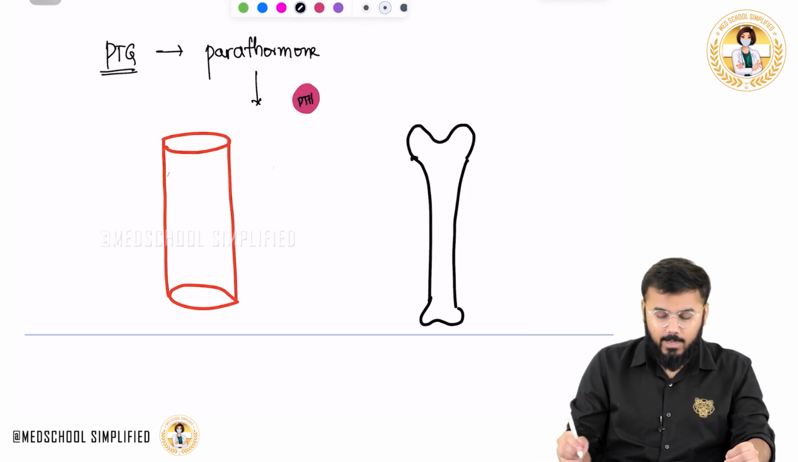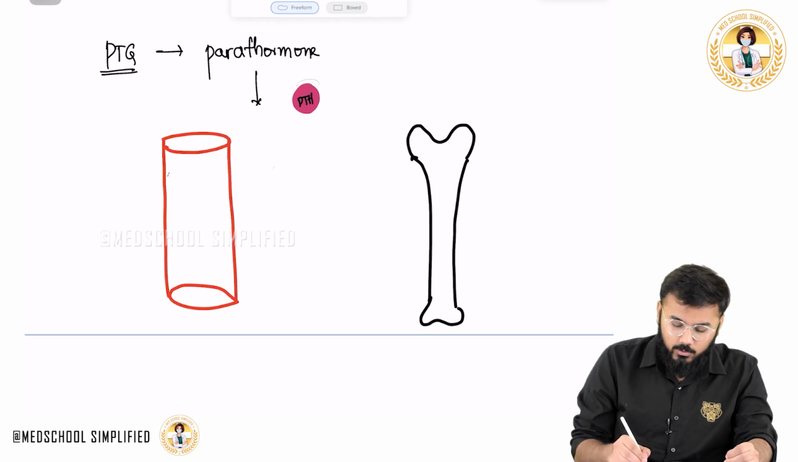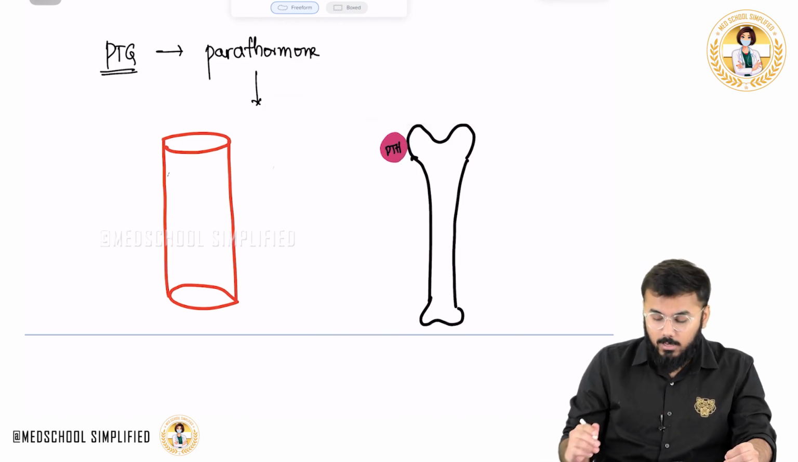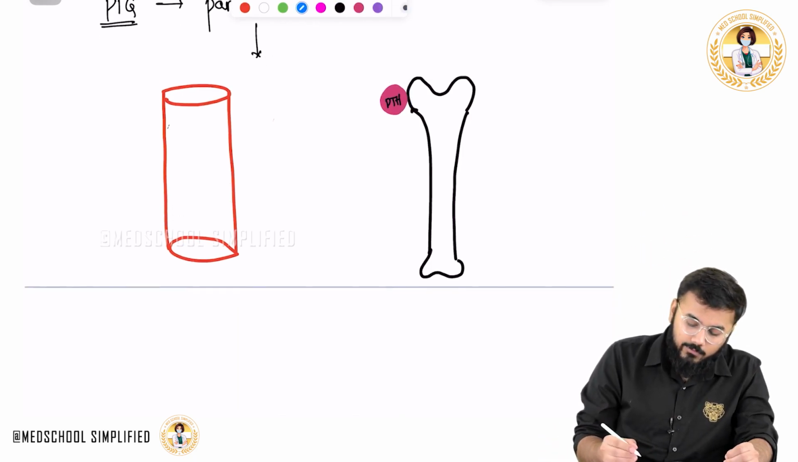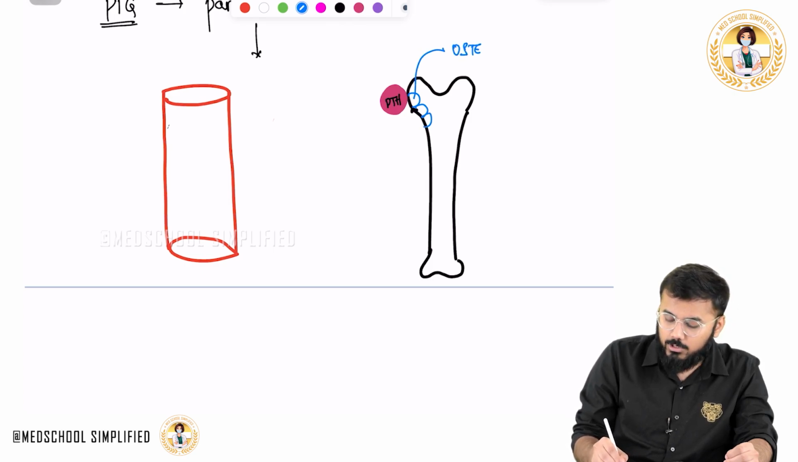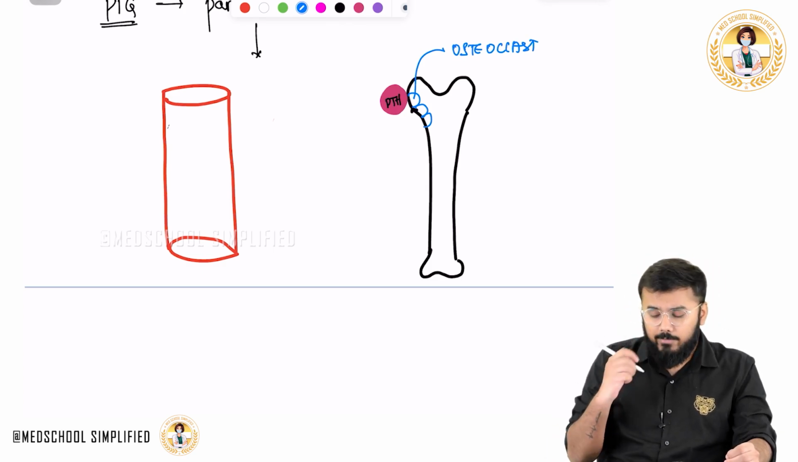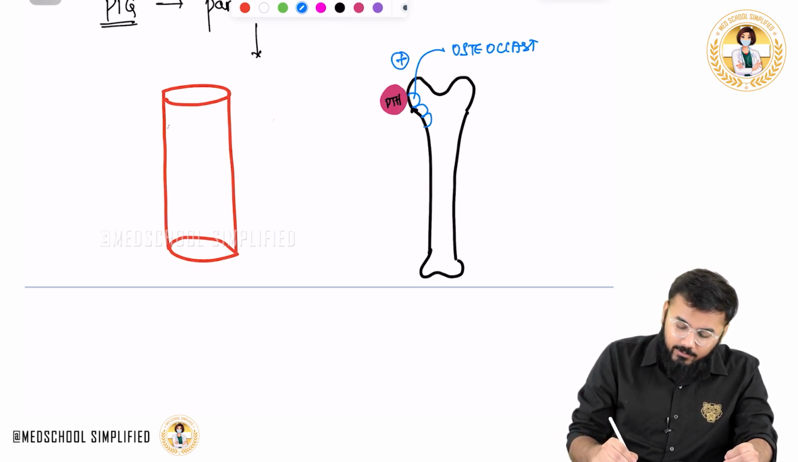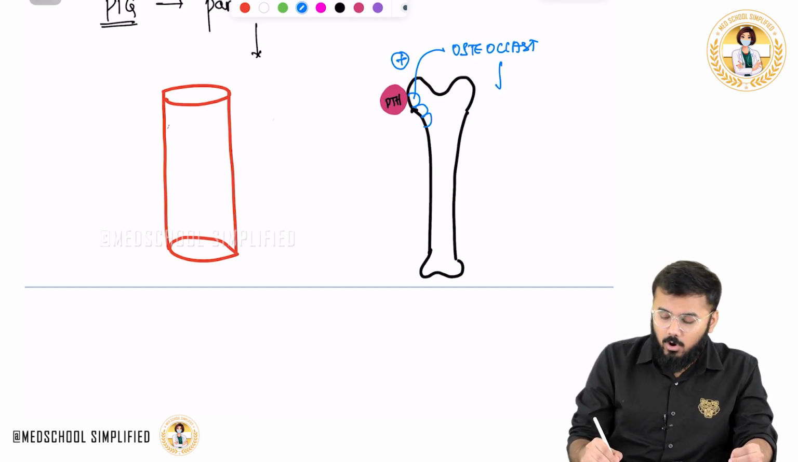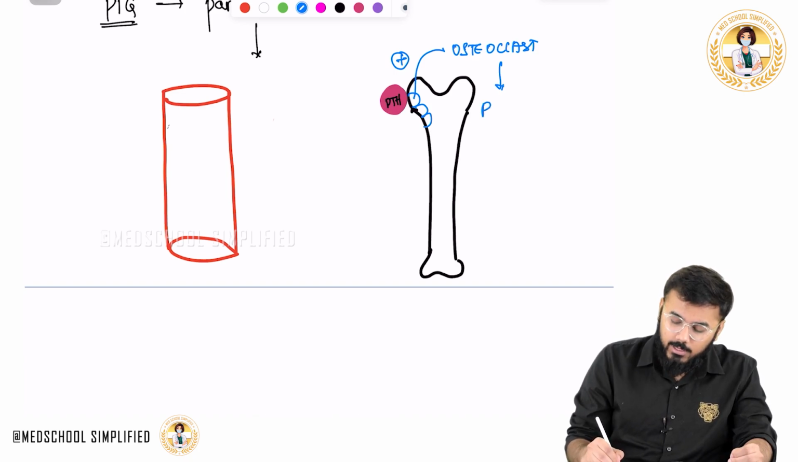Now what does this parathormone do? It will travel all the way and come to the surface of the bone. On the surface of the bone you have very special cells called osteoclast cells. The parathormone will activate your osteoclast cells, and once activated, osteoclast cells do a function called bone resorption.